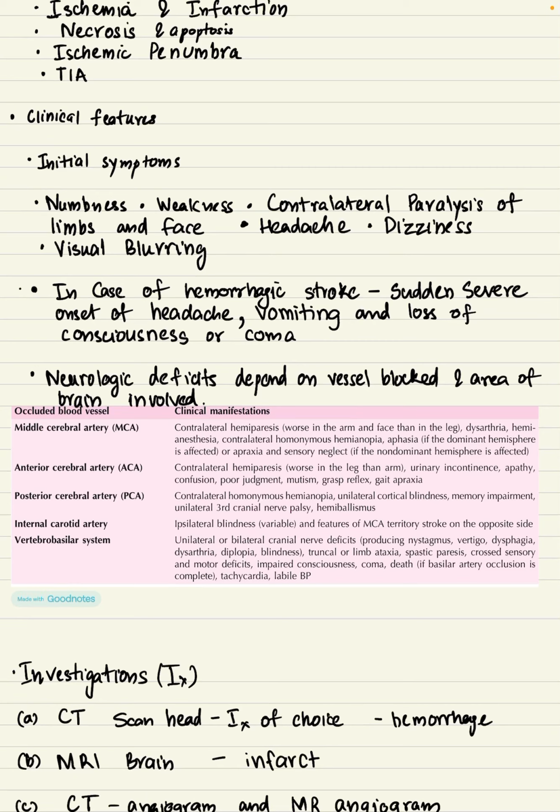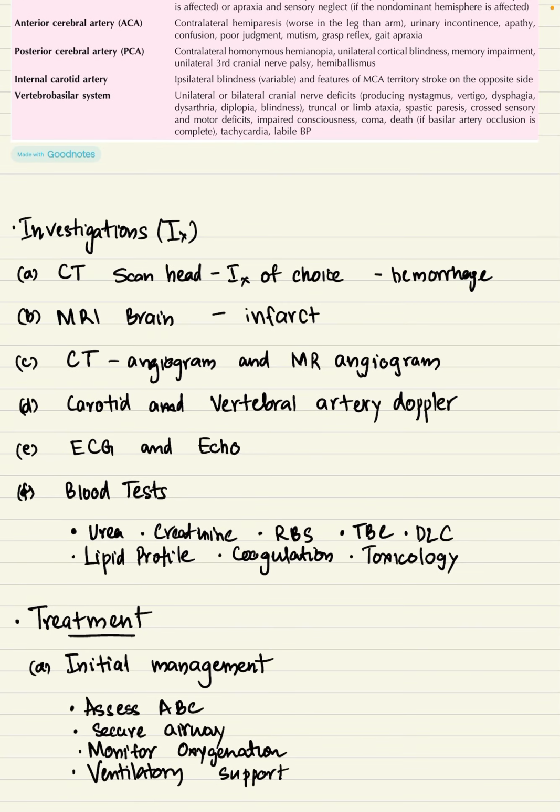Internal carotid artery shows ipsilateral blindness, which is variable, and features of MCA territory stroke on the opposite side. Vertebrobasilar system shows unilateral or bilateral cranial nerve deficits, truncal and limb ataxia, spastic paralysis, crossed sensory and motor deficits, impaired consciousness, coma, and death. Investigations include CT scan head.